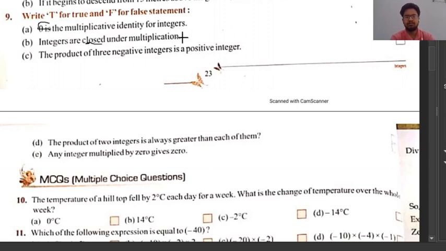Okay, so we are selecting here two integers, suppose 2 and 3. The question is telling us the operation is multiplication, so I am applying the multiplication operation. Now 2 times 3 is 6. What you get here, this 6, is also an integer, because these two are integers. After multiplication we again get a number in the form of an integer. It means this statement is true.